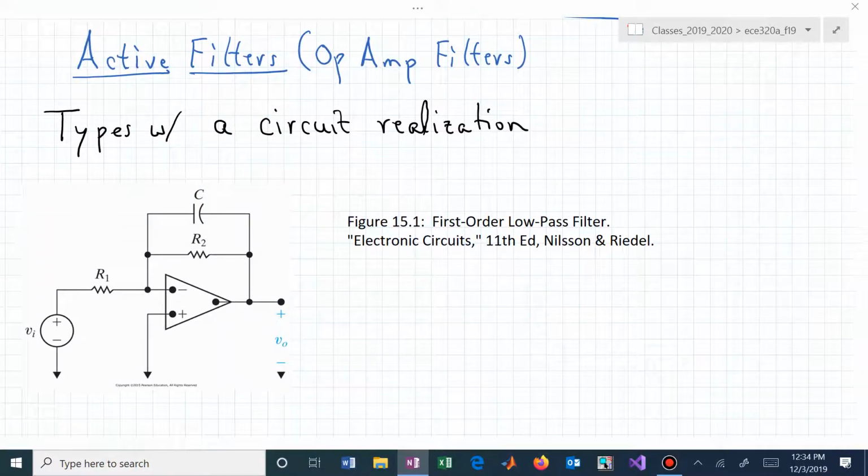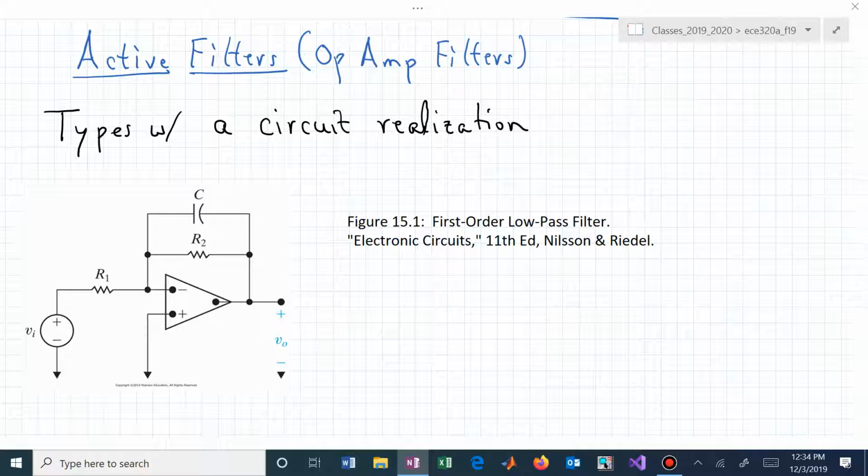So let's quickly scroll through some pictures relative to how can you realize, if I now said give me a passive low pass filter, first order, you should be able to just sketch the RC circuit. Here is a similar first order low pass filter, but now this is active. It has an op amp, and this is figure 15.1 in the textbook.